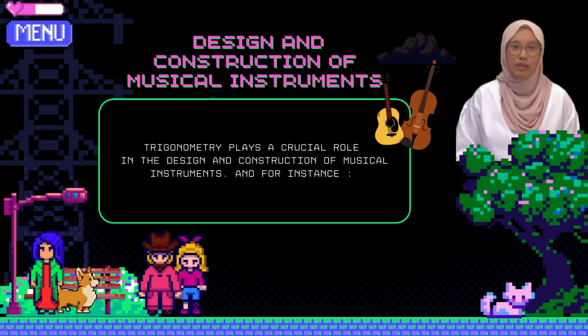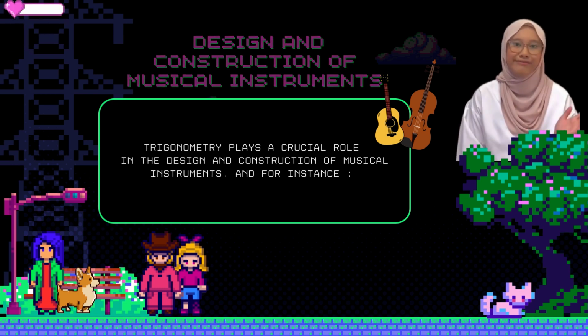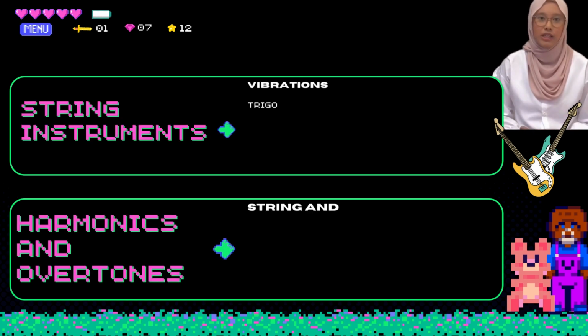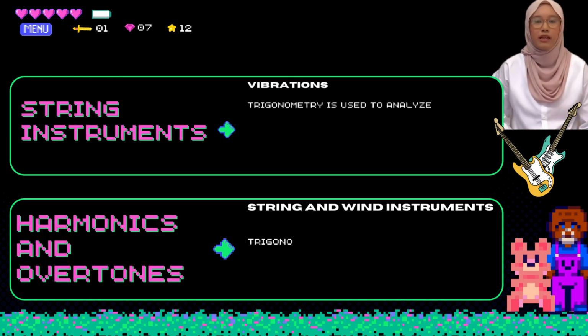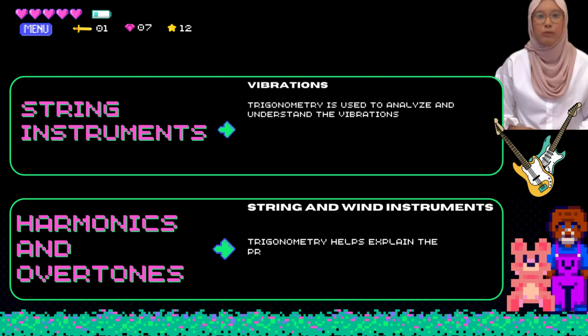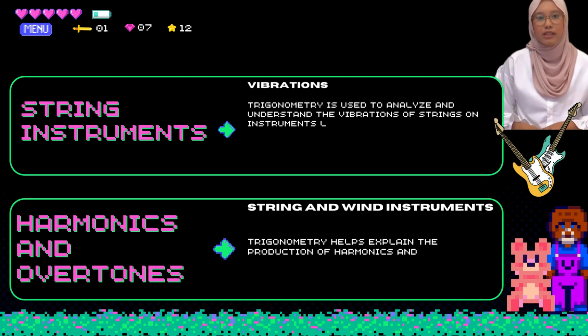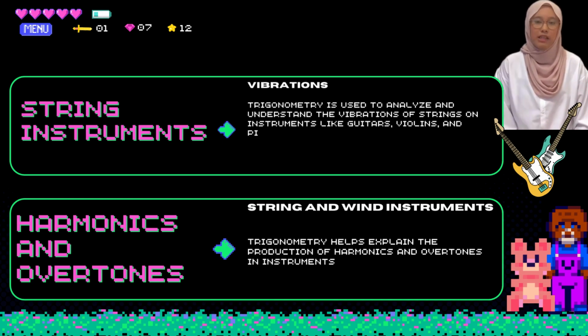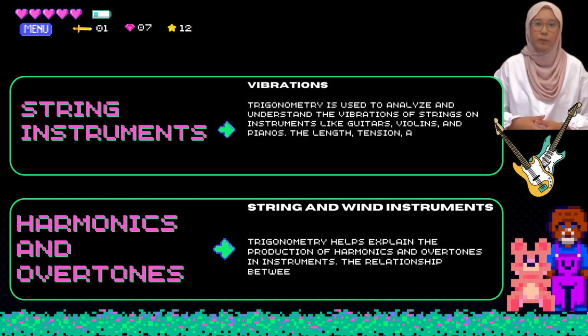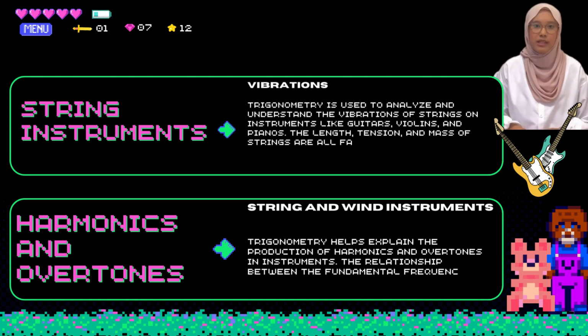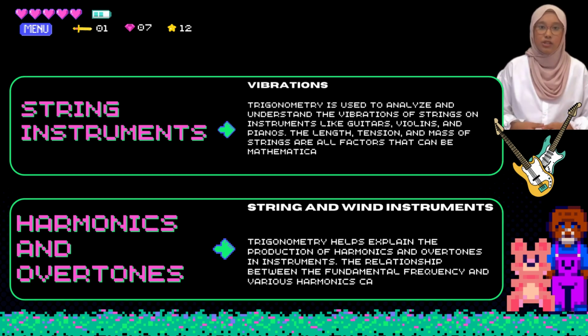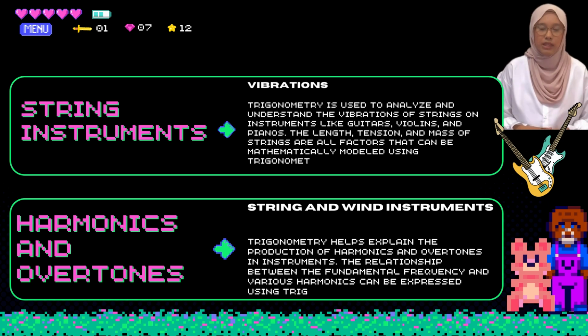Moving on to the next application of trigonometry, the design and construction of musical instruments. It also plays a crucial role in designing a musical instrument. For instance, firstly, string instruments, where trigonometry is used to analyze and understand the vibration of strings on musical instruments like guitars, violins and pianos. Secondly, harmonics and overtones, where trigonometry helps explain the production of harmonics and overtones in instruments. The relationship between the fundamental frequency and harmonics can be expressed through trigonometric concepts.